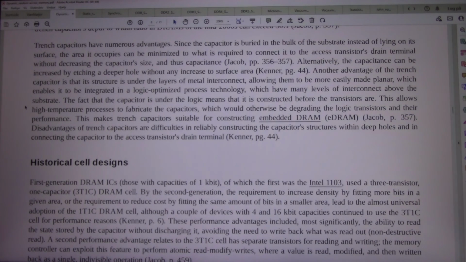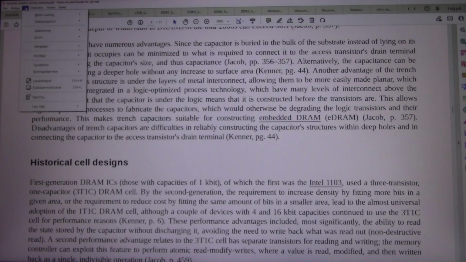Jacob, p. 357. Disadvantages of trench capacitors are difficulties in reliably constructing the capacitor structures within deep holes and in connecting the capacitor to the access transistor's drain terminal. Kenner, p. 44. Historical cell designs.